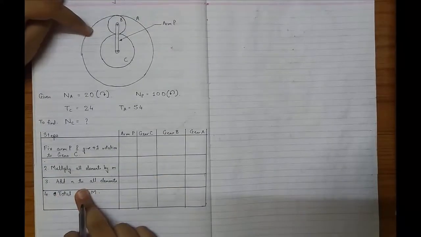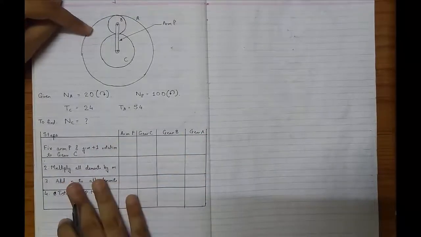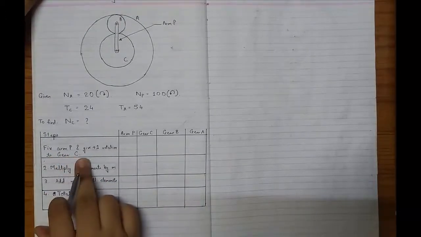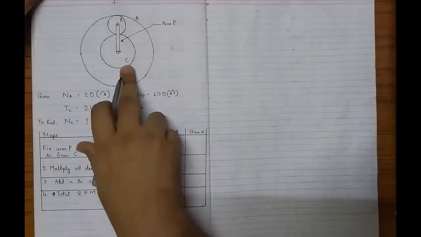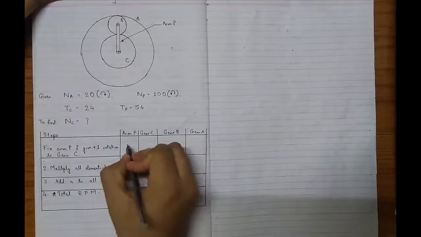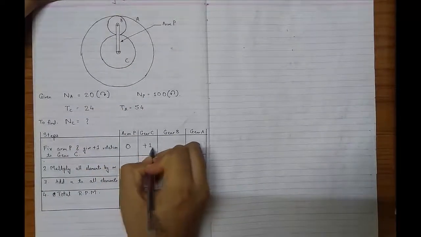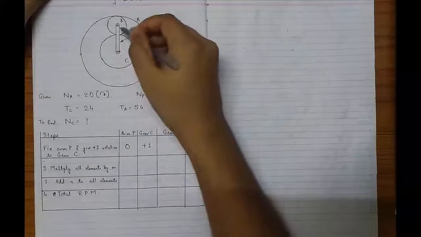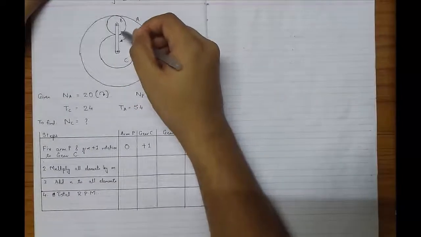Because it is an epicyclic gear train sum, we need to do this table. So what is the first step? Fix arm P and give +1 rotation to any gear. I have selected gear C. Okay, so this will be 0, this will be +1. If I give +1 rotation to gear C, what will be the RPM of gear B? Gear C and gear B are directly meshing with each other.